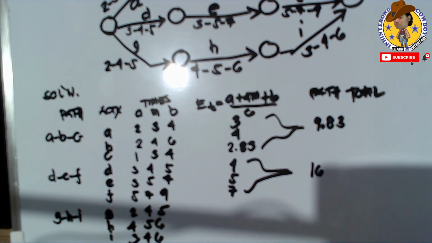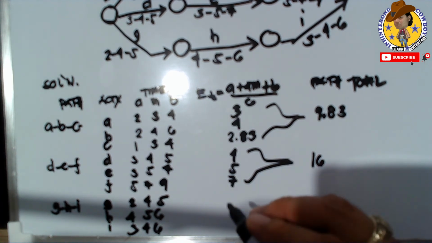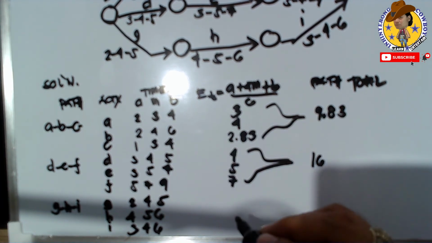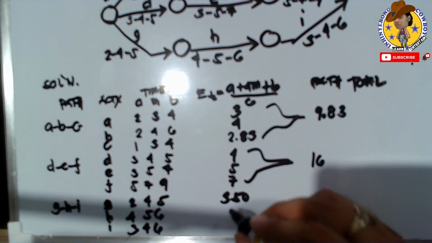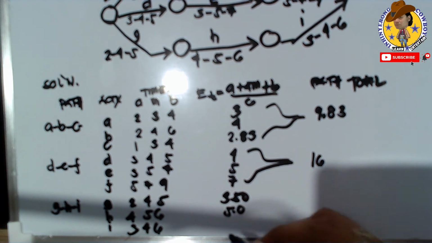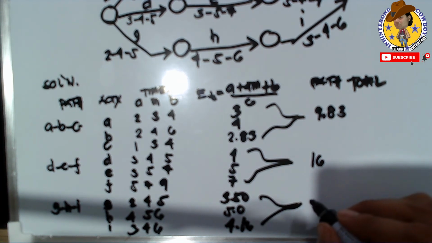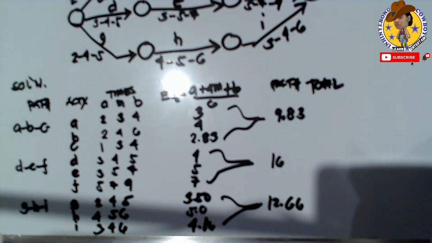Okay, so those are the numbers. Then the estimated times: I will just write 3, 3.5, then 5, and 4.16. So the path total for this one is 12.66. Okay, so compute the expected time.